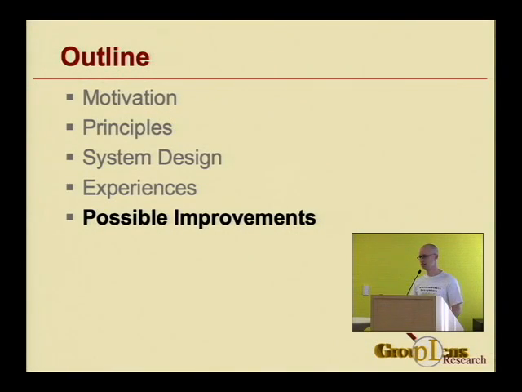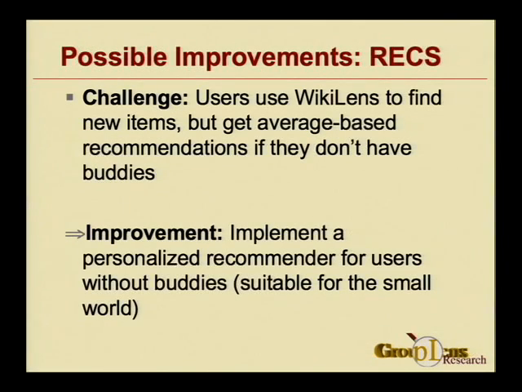So let's discuss a few possible improvements to WikiLens as it stands right now. Users use WikiLens to find new items, but if they don't have buddies, they get average-based recommendations. That is not personalized. So we should implement a personalized recommender for users who don't have buddies. And we would have to make sure that recommender is suitable for the small world. That is, it's not easily thrown off by little preference data per item.